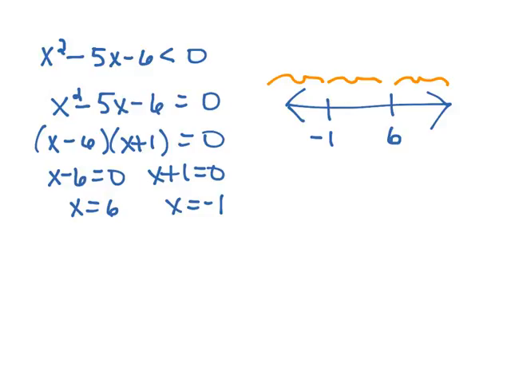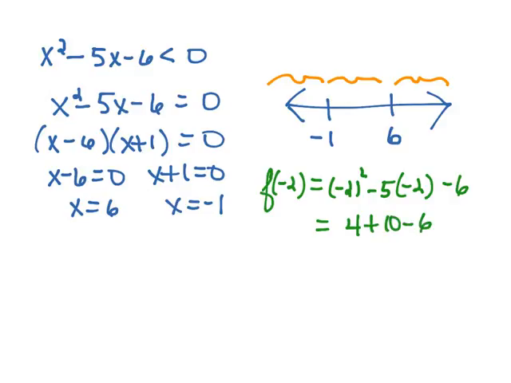So we want to choose any number smaller than negative 1. Say we choose negative 2. And if we plug negative 2 into the equation, we have negative 2 squared minus 5 times negative 2 minus 6, which is equal to 4 plus 10 minus 6, which is equal to 14 minus 6, which is 8. 8 is greater than 0, so I'm going to write a positive sign to indicate that the numbers in that region would all be positive.